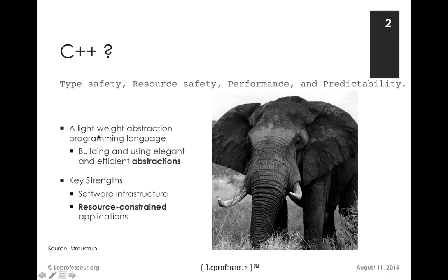We can say C++ is a lightweight abstraction programming language. It offers data abstractions in a beautiful and elegant manner. The strengths of this language are in software infrastructure and resource-constrained applications, for example real-time applications, embedded systems, software for embedded systems and all.